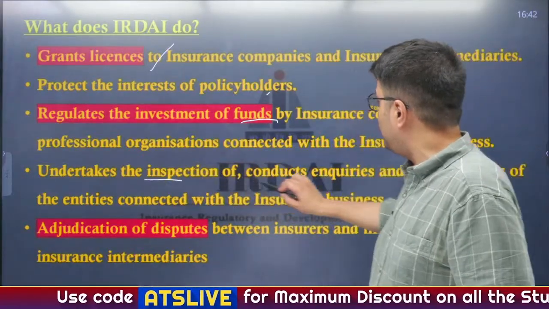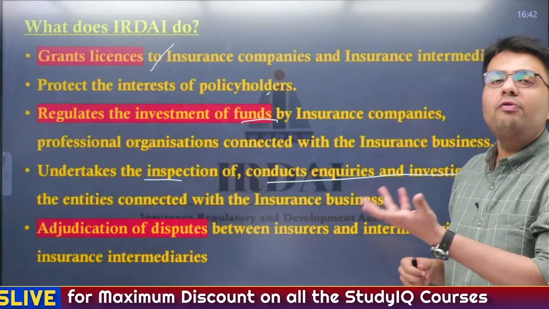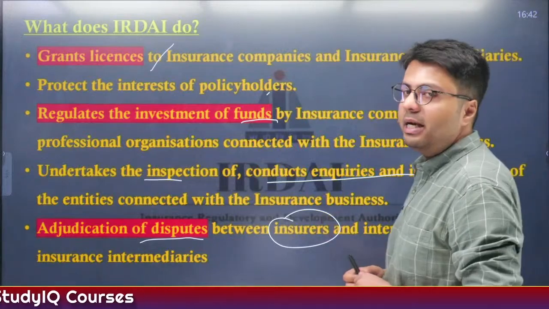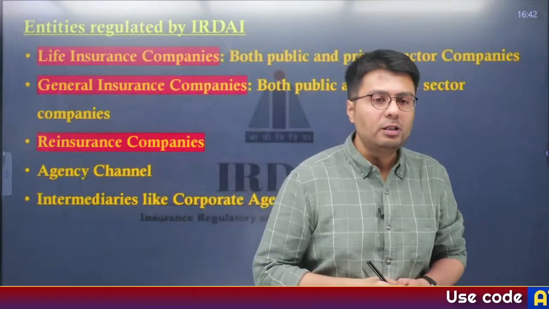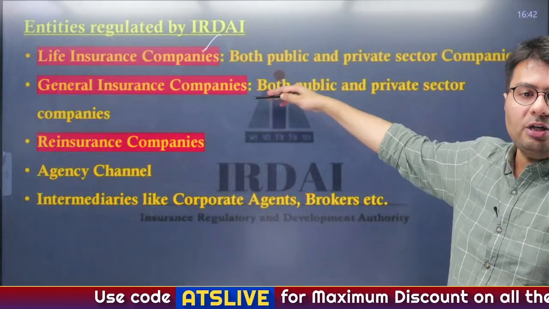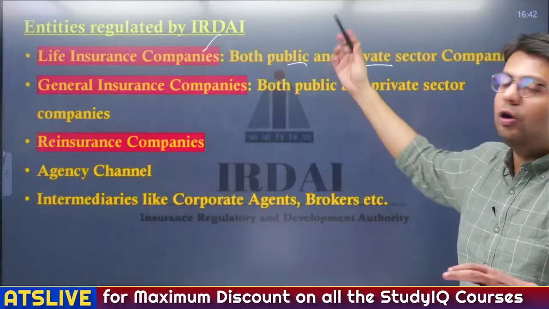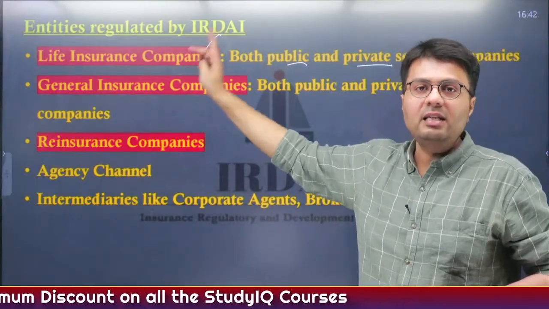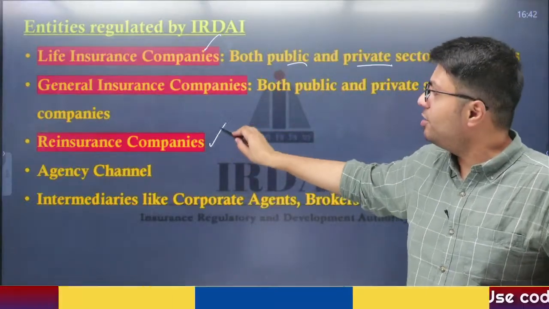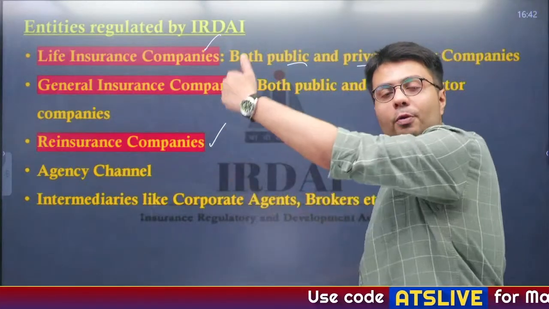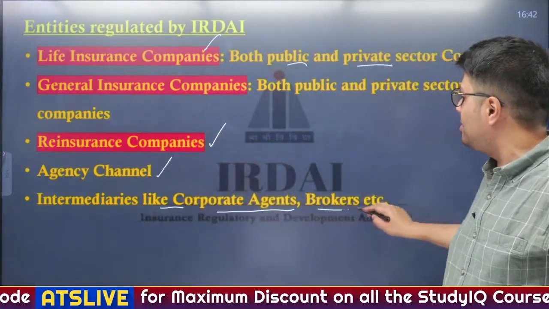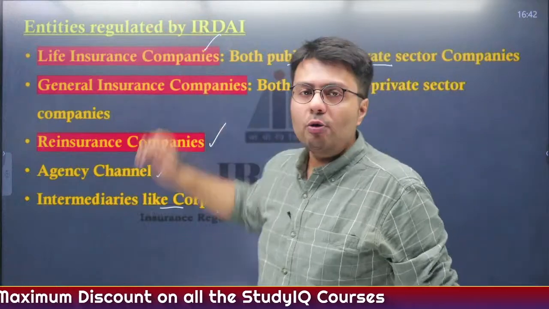Similarly, it undertakes inspections, conducts inquiries and investigations in case of wrongdoing by a company, and adjudicates disputes between insurers and intermediaries. So this is how it regulates. Now, which kinds of entities are regulated by IRDAI? Both life insurance and general insurance companies, and also public and private ones. So all kinds of insurance companies, LIC and private insurers like HDFC Ergo, Tata AIG, are regulated by IRDAI. Similarly, reinsurance companies, which provide insurance services to insurance companies, are also regulated. Agency channels and intermediaries like agents, brokers, Policybazaar, etc., are all regulated by IRDAI.